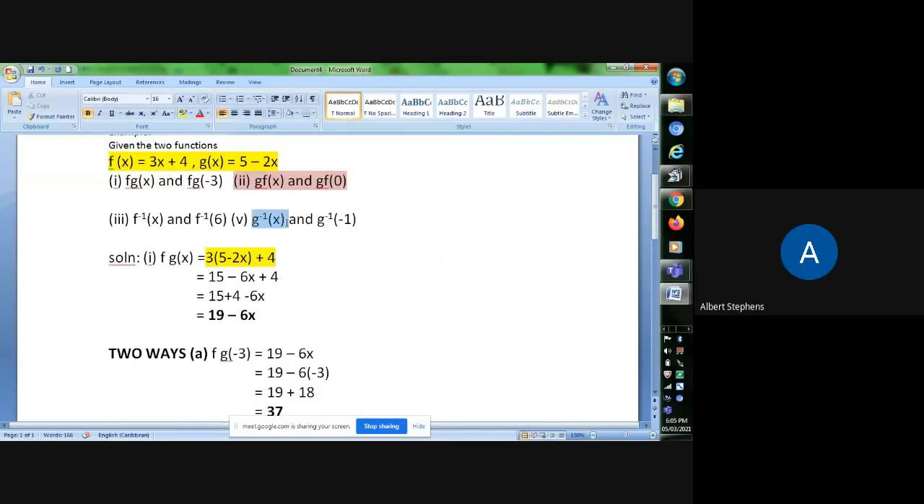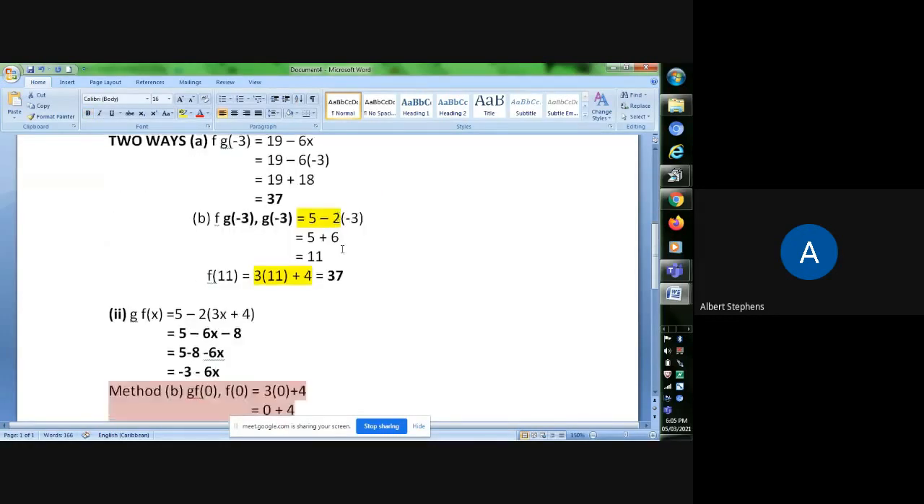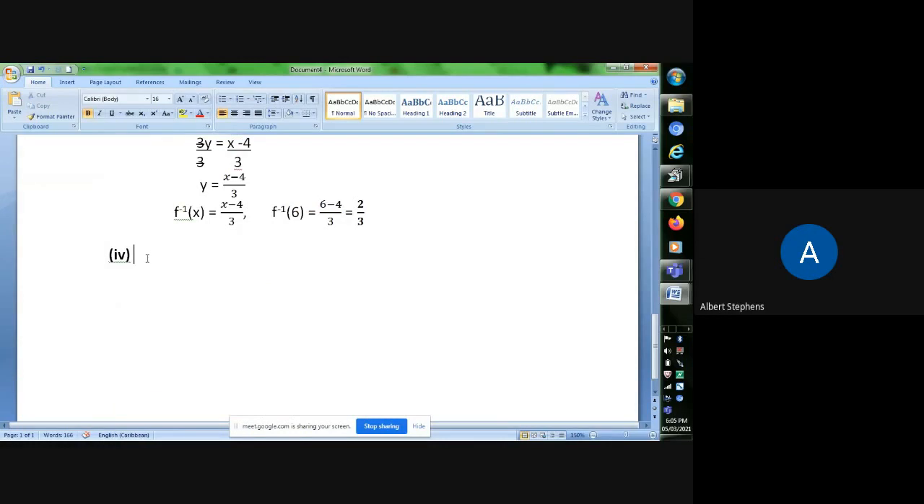G inverse x. What do you know about this topic? It's heavy on algebra, not true? A bit of algebra. So even though it's functions and relations, it's really algebra.